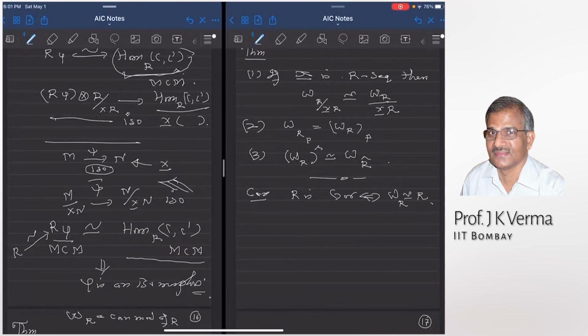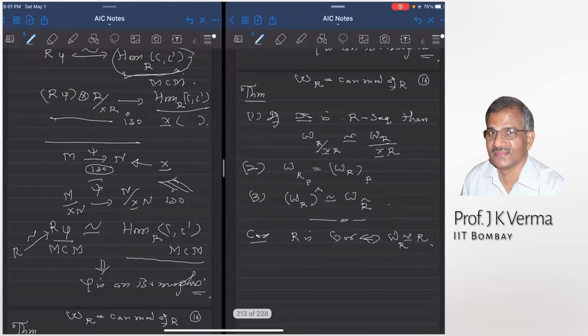So I was saying, maybe you didn't hear this. If X is an R sequence and the canonical module of R exists, call it omega R, then the canonical module of R mod XR is omega R over XR. Okay. And the canonical module of the localization R_P is the localization of the canonical module of R. And the completion of the canonical module is the canonical module of the completion.